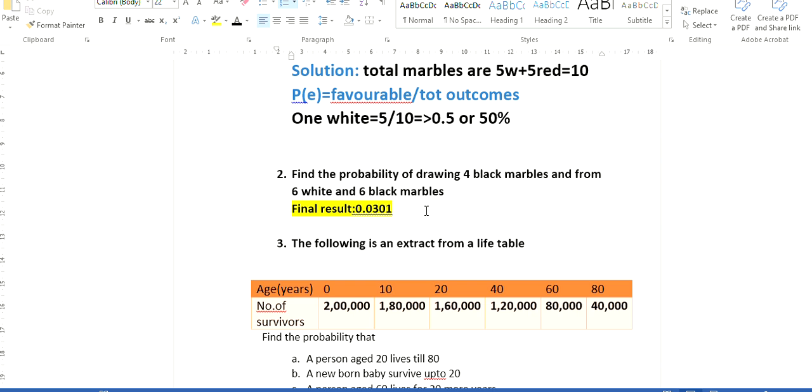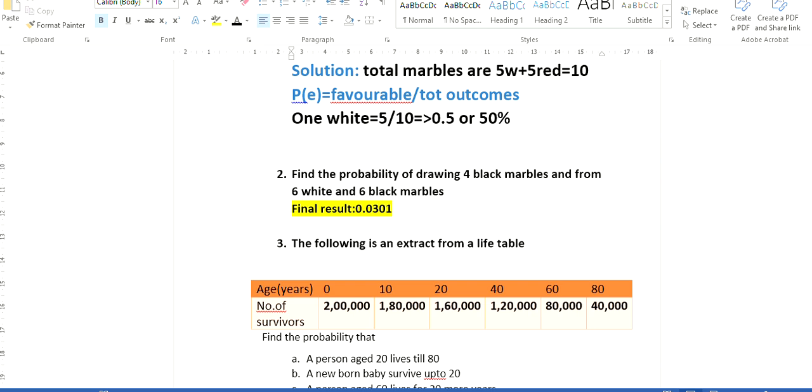So you have to draw 4 black marbles. The result you should get is 0.301. You just try it. Here you have to do it according to the combinations. I will tell you how to do it, but you can try it first.